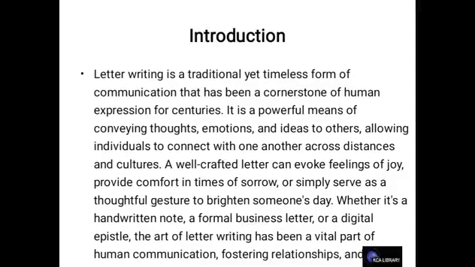A well-crafted letter can evoke feelings of joy, provide comfort in times of sorrow, or simply serve as a thoughtful gesture to brighten someone's day. Whether it is a handwritten note, a formal business letter, or a digital epistle, the art of letter writing has been a vital part of human communication.